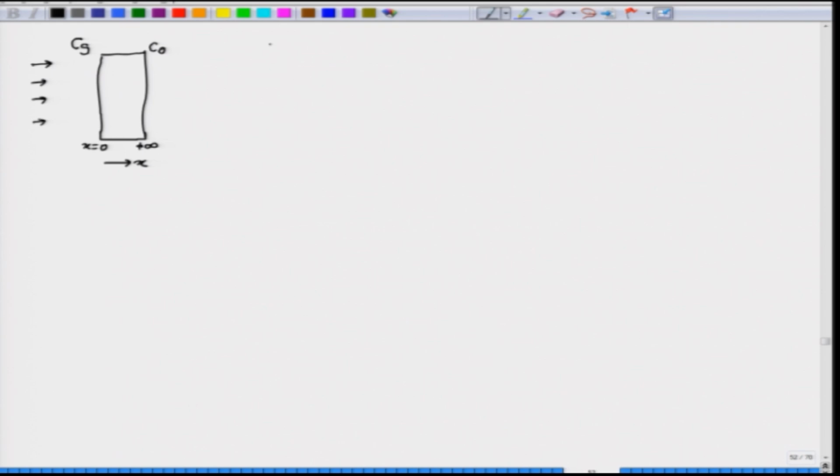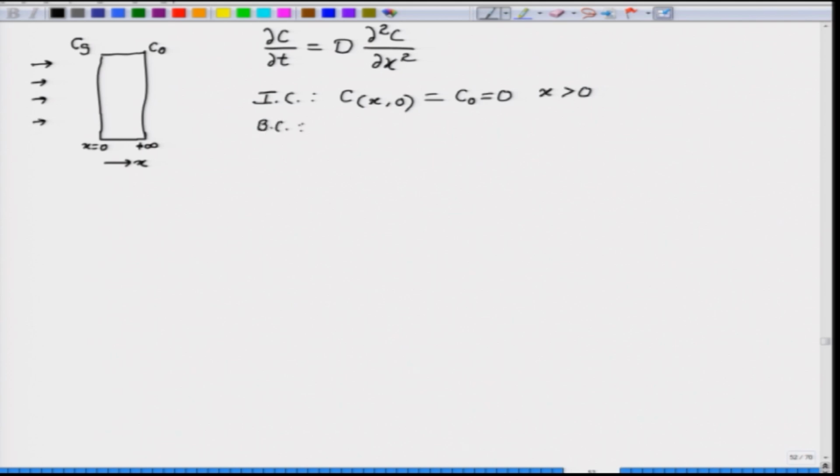So, we have to solve the diffusion equation ∂C/∂t = D ∂²C/∂x², with the initial condition that the concentration at any x at time t equal to 0 is C0, and in this case C0 is 0 for all x greater than 0. And what are the boundary conditions?